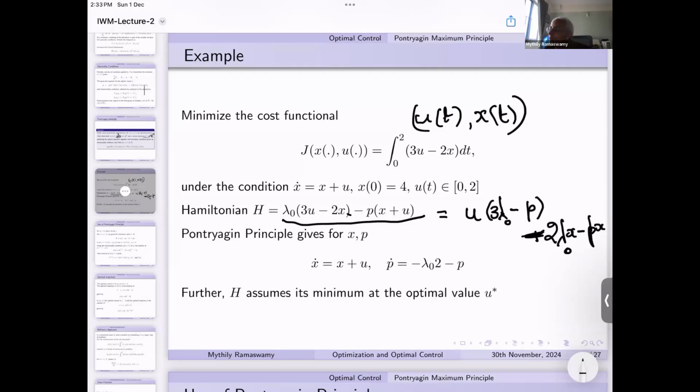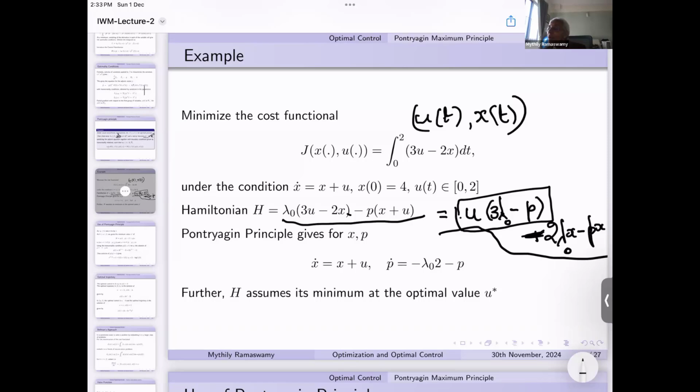So if I have to minimize this quantity with respect to u, you can see that the last terms don't matter at all. They are independent of u. What matters is only the first term, which involves u. Now u is multiplied by a coefficient, 3 lambda naught minus p. The sign of that coefficient will affect the result, and what I know is h has to attain its minimum. The values allowed for u only lie between 0 and 2.